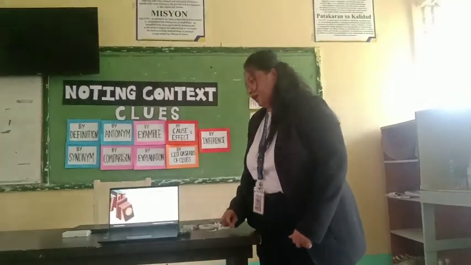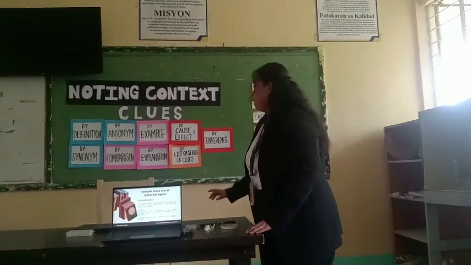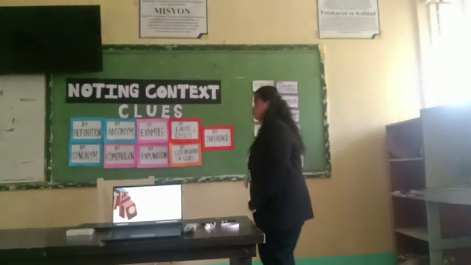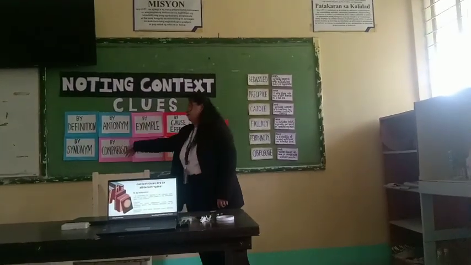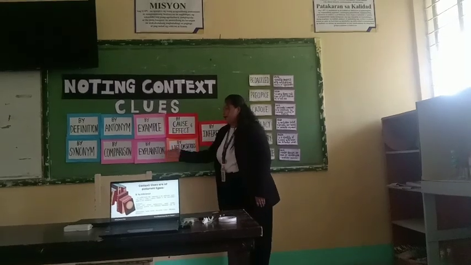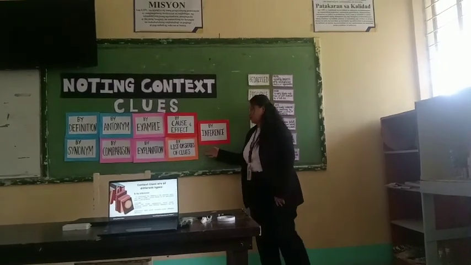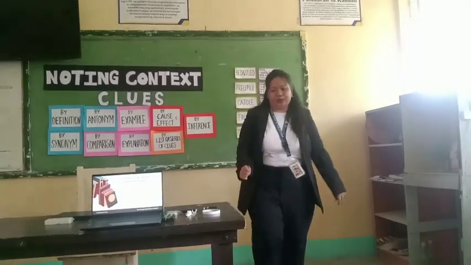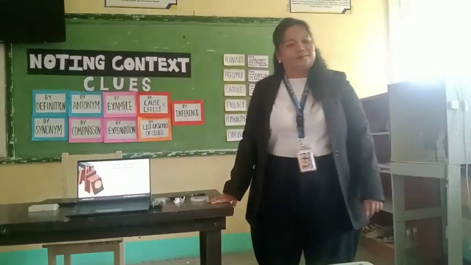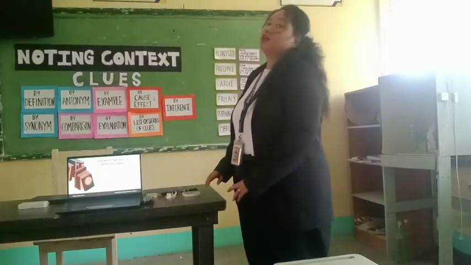Yes, ma'am. Okay, now for activity, what are again the different types of context clues? Context clues by definition, by synonym, by antonym, by comparison, by example, by explanation, by cause and effect, by list or series of clues, and by inference. Okay, very good. Now, do you have any clarification or questions regarding our topic? None so far, ma'am. Okay, well then, we're going to have a quiz.